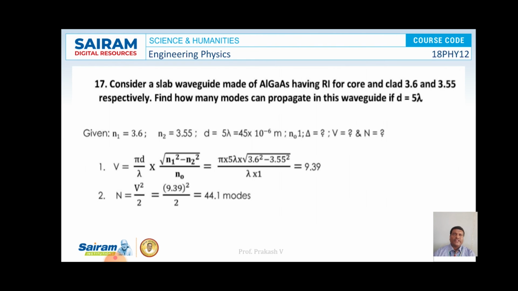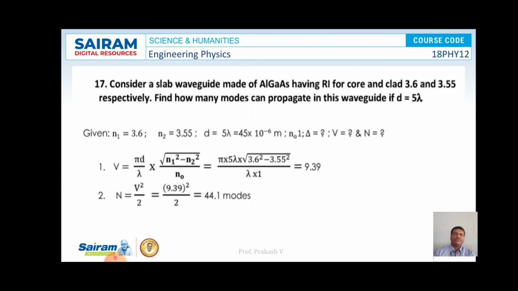Consider a slab waveguide made up of aluminum gallium arsenide having refractive index of core and clad as 3.6 and 3.55 respectively. Find how many modes can propagate in this waveguide if d is equal to 5 lambda. So here N1 is 3.6, N2 is 3.55, d is 5 lambda. So what is the value of delta, V and N?